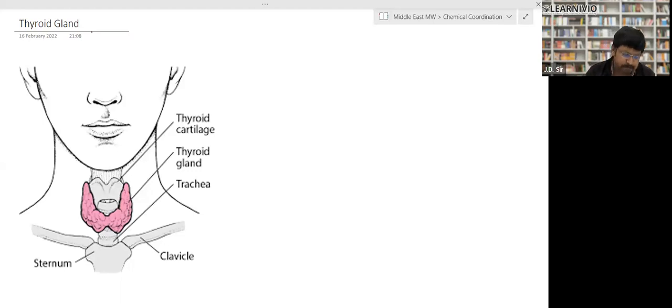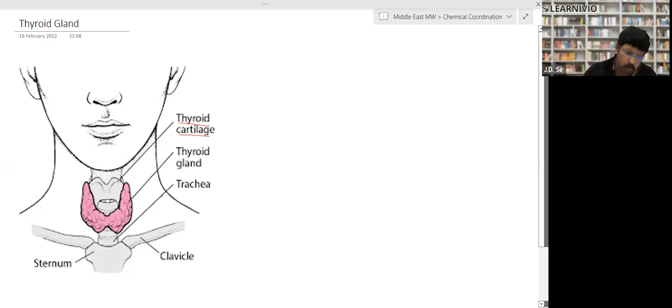So the thyroid gland, look, this is the thyroid gland. The thyroid gland is found below the thyroid cartilage. Let me recall that we have discussed the thyroid cartilage in the respiratory system when we were studying the larynx, right? The thyroid cartilage is the lower anterior part of the larynx. So this is the thyroid cartilage. Below the thyroid cartilage there is the thyroid gland, right? And this is the trachea, that is the respiratory tract. The thyroid gland is basically responsible for maintaining the immunity of the body, right?